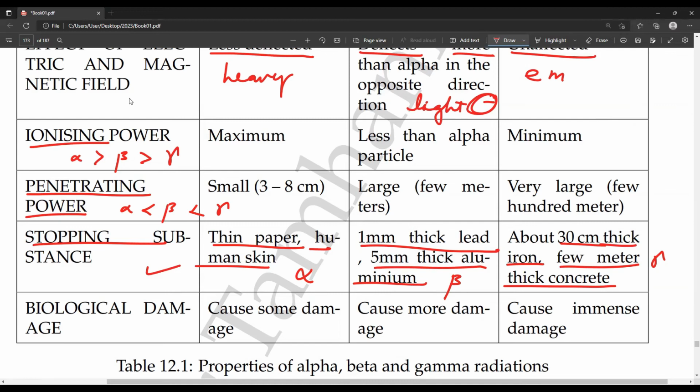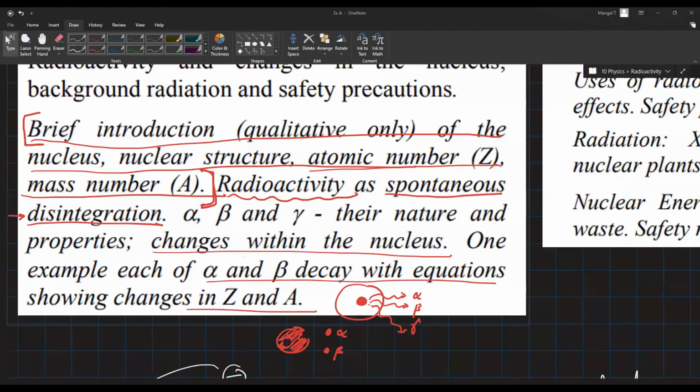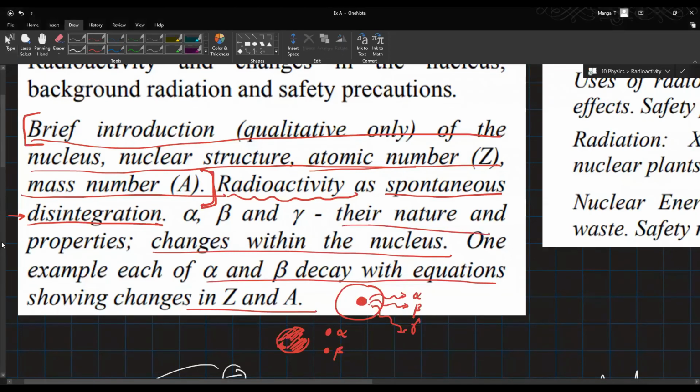The biological damage, of course, is immense for gamma. It can cause cancer. Beta causes a little less damage, and the least is caused by alpha. Alpha causes the least damage. Any questions so far? No, sir. Okay. So students, these are the nature and the properties of alpha, beta, gamma.